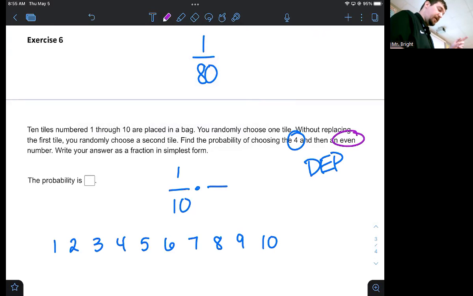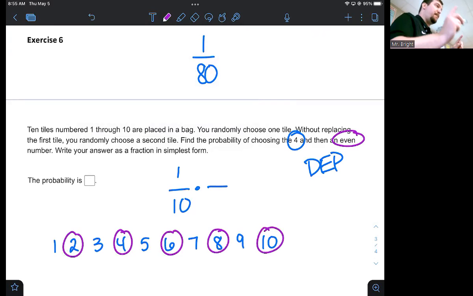Well, there are 5 of them, but yes, 4. 5 of them: 2, 4, 6, 8, and 10. But one of them was just removed from the bag. Which one? The 4 that you just drew out. So not only is there one less tile in the bag, so it's out of 9, but there's one less even number up there. You already drew the 4 out.